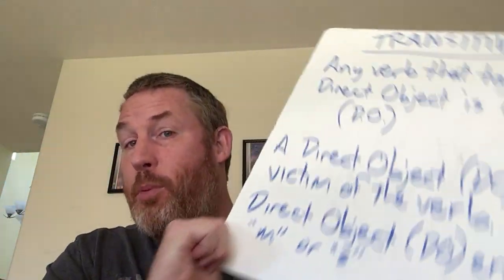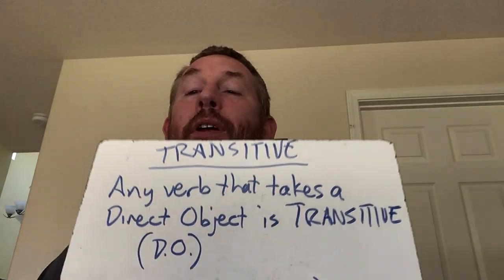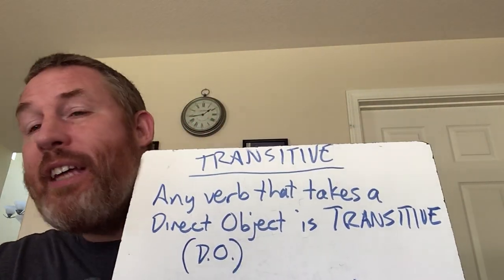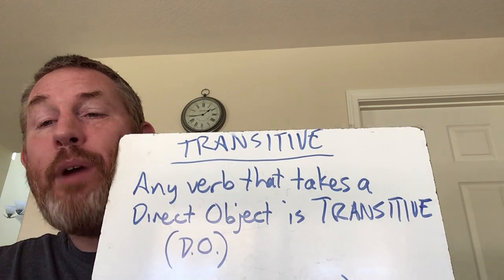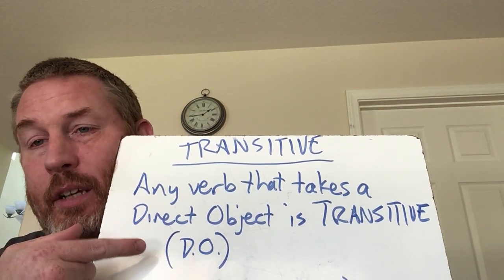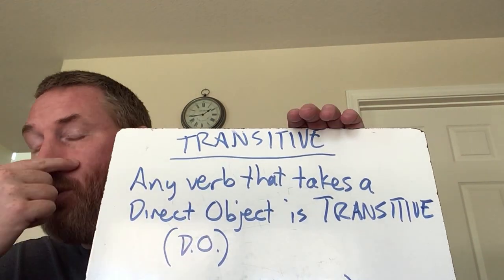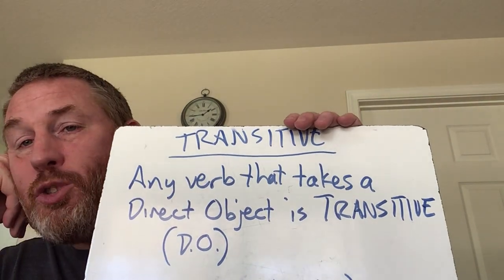So transitive verbs, that was the blue bubble. I'm trying to keep everything color-coded. A transitive verb is any verb that takes a direct object. I'm going to label a direct object as DO, okay? So any verb that takes a direct object is a transitive verb.